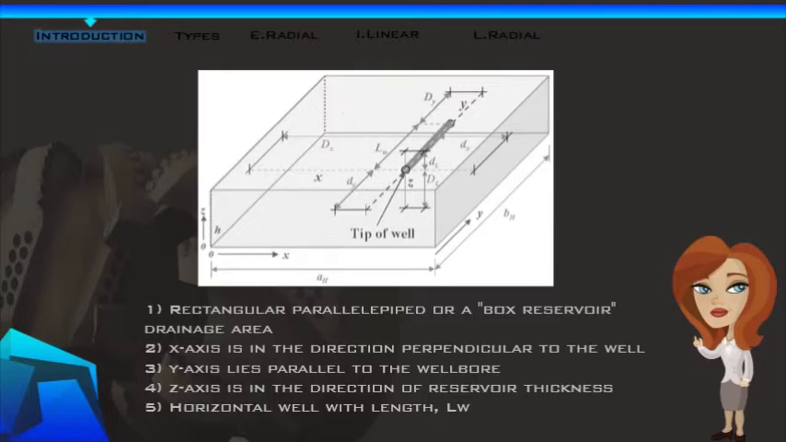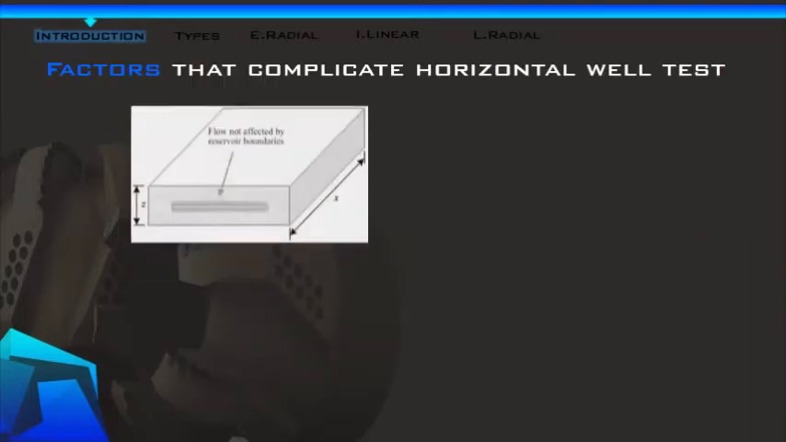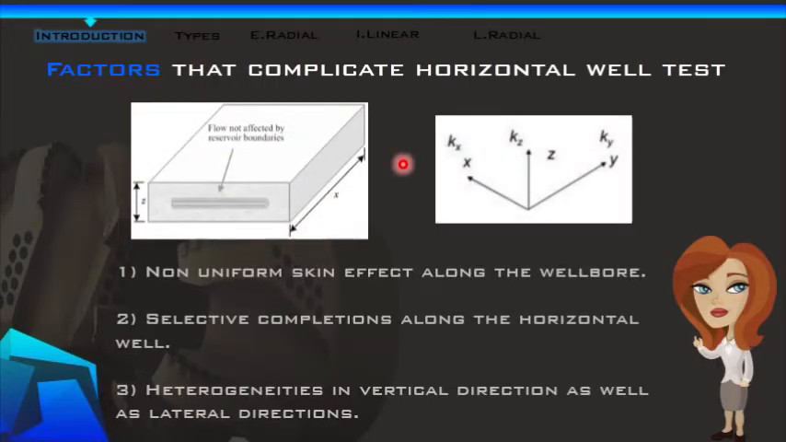Moving on, we can look at the factors that complicate the horizontal well interpretation. First, for horizontal well, the skin is not uniform. For this part and this part, you might have a different skin, and the selective completion along the horizontal well. For this part, you might have an open hole completion, and for this part, maybe a screen, or for this part, a different completion technique.